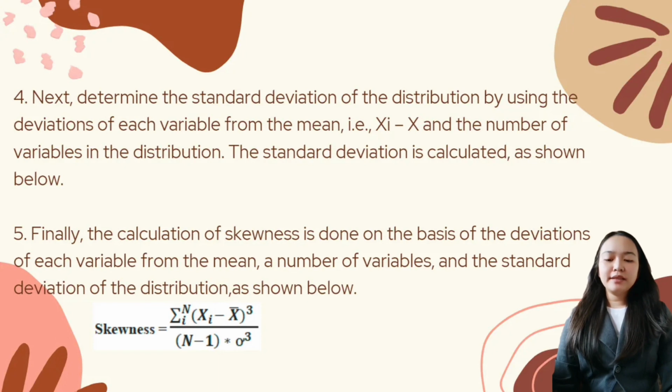Next, determine the standard deviation of the distribution by using the deviations of each variable from the mean, xi minus x bar, and the number of variables in the distribution. The standard deviation is calculated as shown below. Finally, the calculation of skewness is done on the basis of the deviations of each variable from the mean, the number of variables, and the standard deviation of the distribution, as shown below.